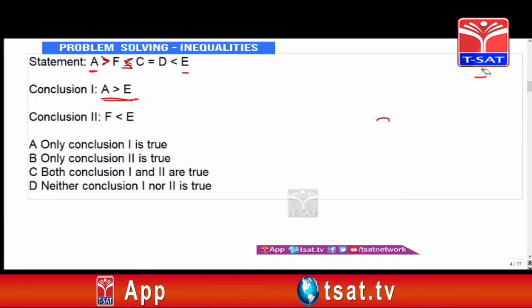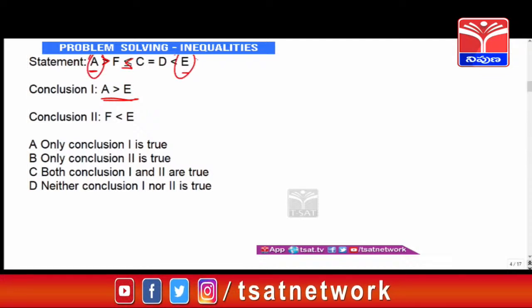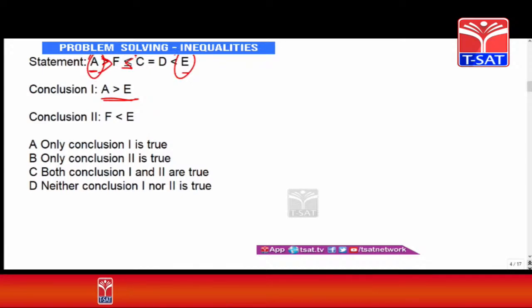In the same way, you see here A is greater than E. So between A and E, you can see the opposite symbols. So here the greater than is given, here the less than is given. When greater than and less than both are given, obviously this conclusion becomes wrong.